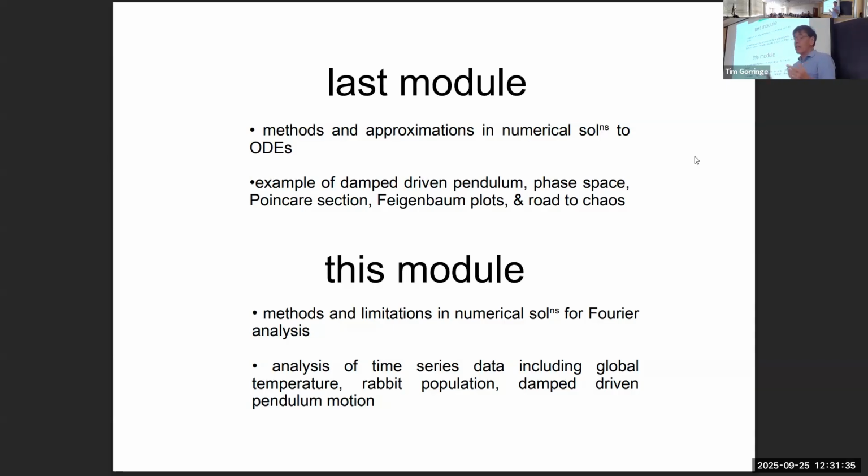We've already created a lot of time series data, from things like the rabbit population, which was time series data, to the damped-driven pendulum, which is also time series data. And we can apply this Fourier analysis, this Fourier technique, to all those types of data and lots of other data.